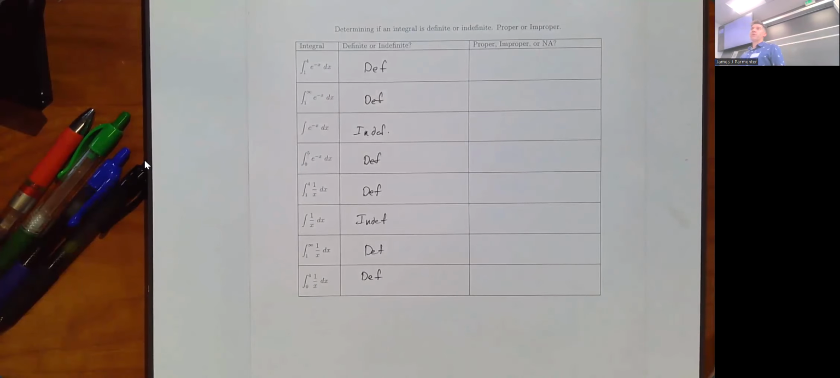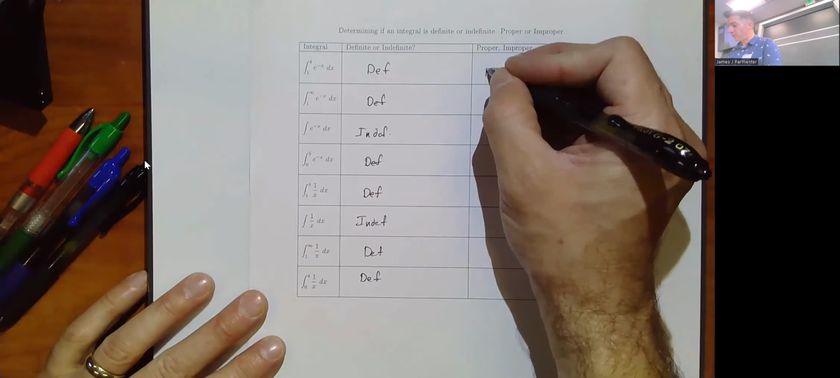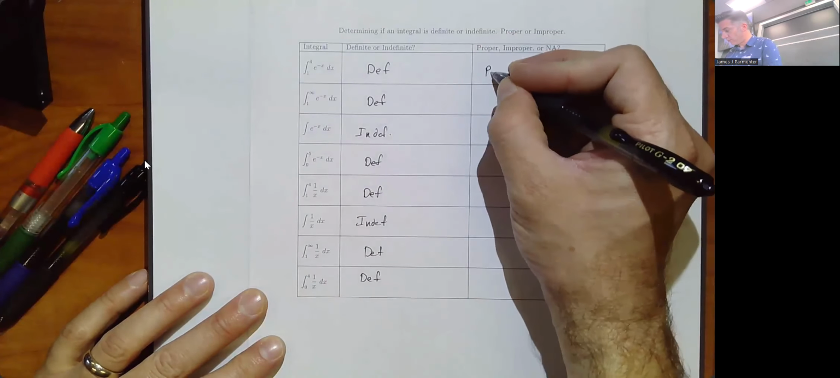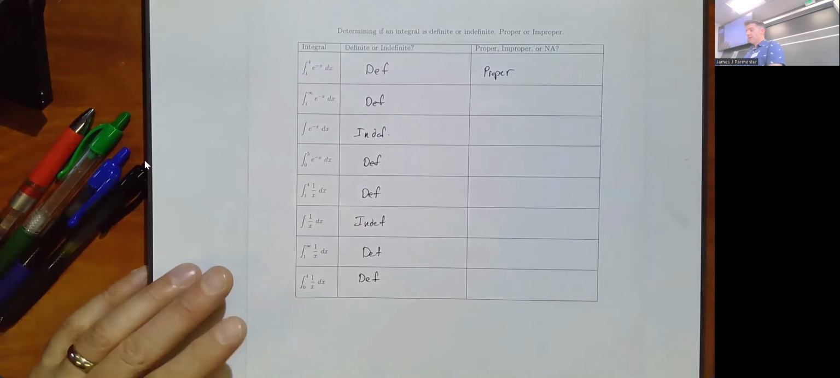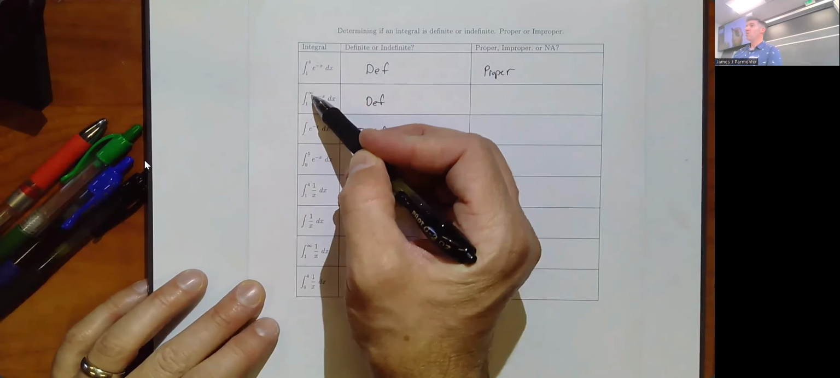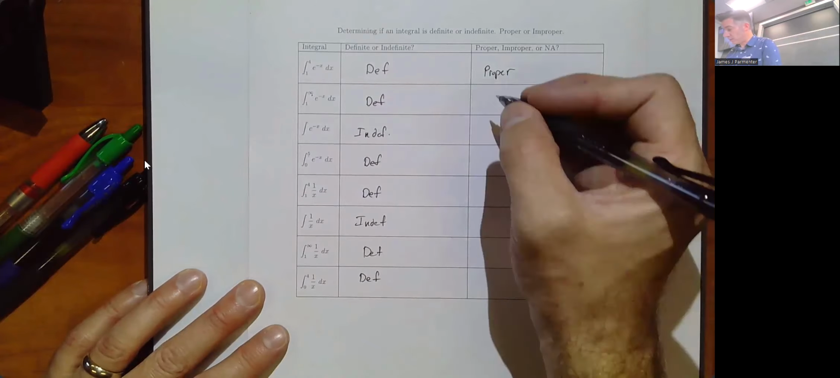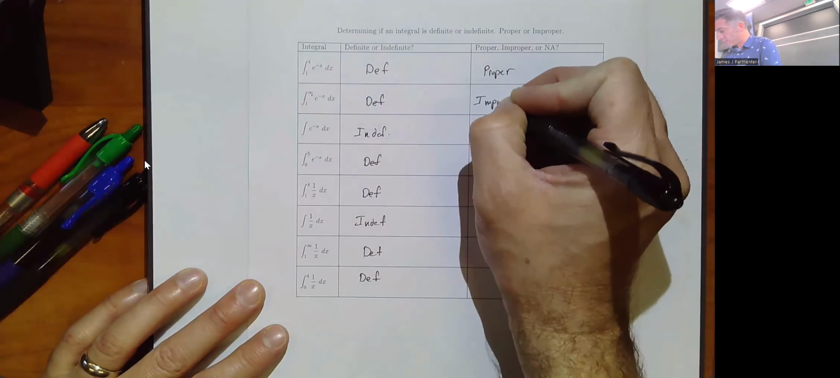So to be proper, the function has to be defined over the interval of integration. E to the negative x certainly is. So it's for sure on 1 to 4. It's for sure proper. And also the limits of integration have to be real numbers. So if the limits of integration have an infinity or a negative infinity, it's automatically an improper integral. So that one's for sure improper.